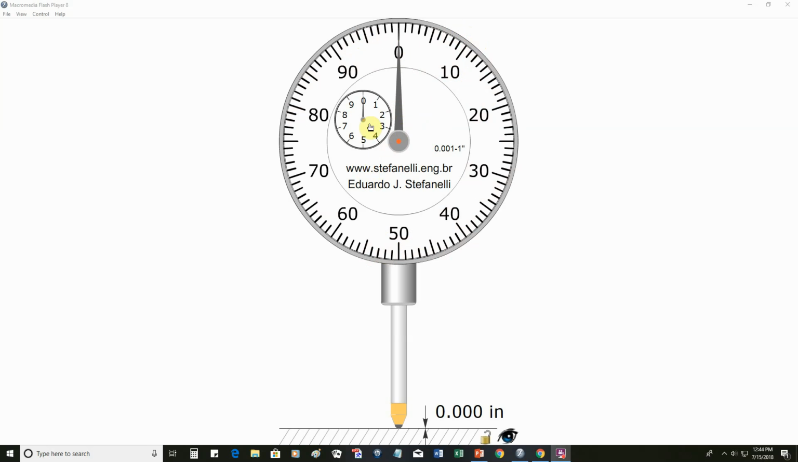This is called the shorthand needle, and this counts revolutions of the longhand needle or the indicator needle. So if this needle goes around once, this will move over to one. If this goes around twice, this is going to move to two. If this goes around 2.5 times and stops at 50, it would be kind of halfway between two and three.